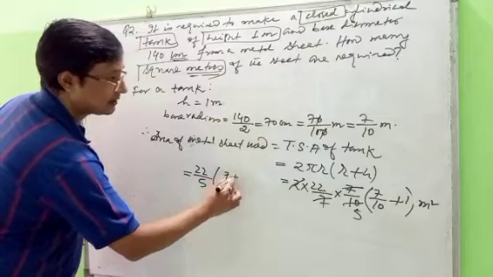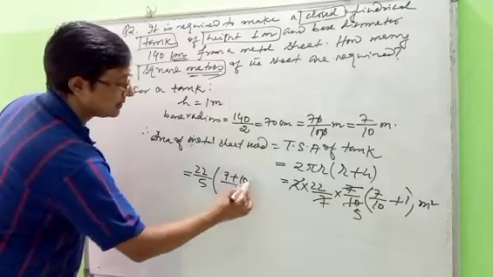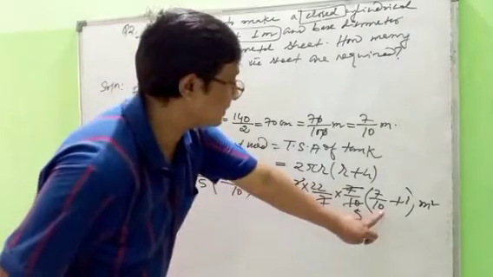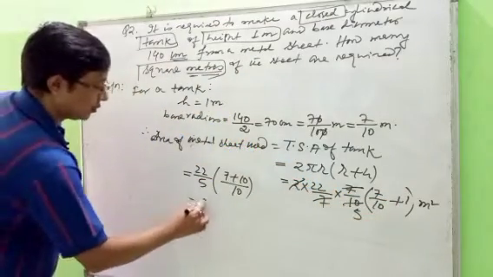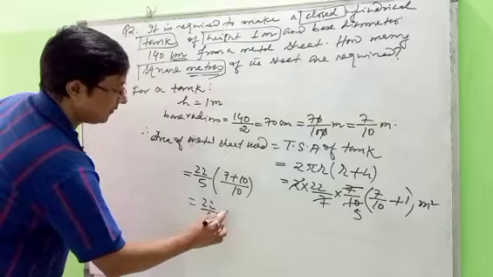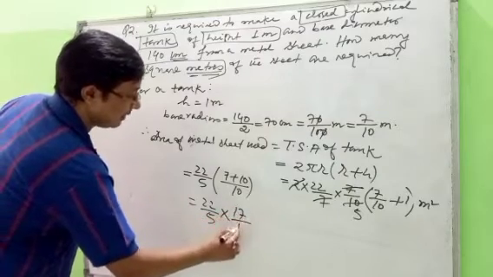So 22 by 5 into, you take the LCM, so 7 plus 10 divided by 10, because here the LCM is 10. So you got 22 by 5 into 17 by 10.